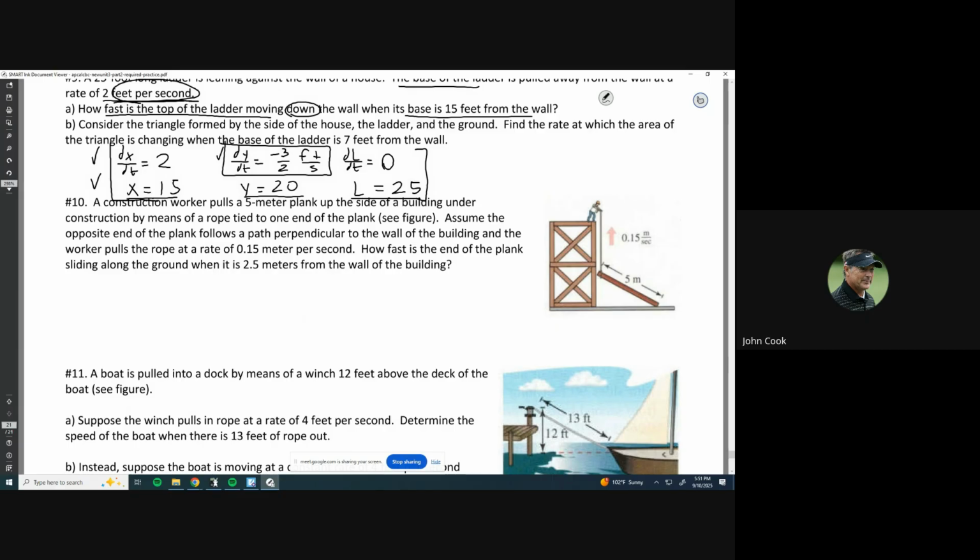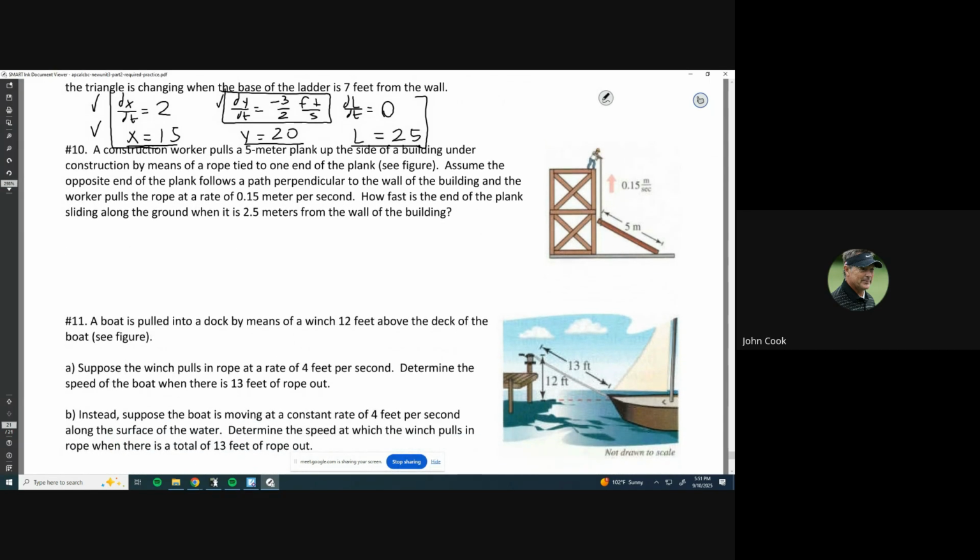What do we need to know? A construction worker pulls a 5-meter plank up the side of the building under construction by means of a rope tied to one end of the plank. There's got to be better ways to do that. I don't know, but whatever. The plank, it doesn't look like it's going to change length anytime soon, so it's going to be stuck at that. So, that's something to consider as well.